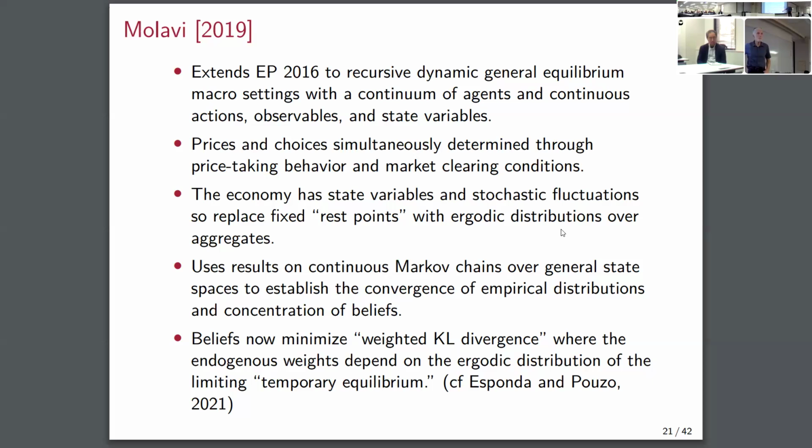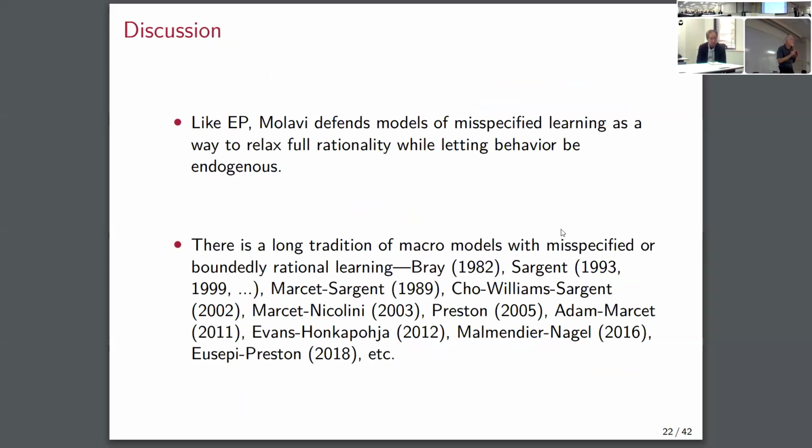This is a bit like what Esponda and Pouzo do in a later paper on Markov equilibrium and misspecification, Esponda Pouzo 2021. So again, why should people be misspecified? Well, like Esponda and Pouzo, he defends misspecified learning as a way to relax full rationality while letting behavior be endogenous. I didn't mention this, but Esponda and Pouzo reinterpreted the Kreps equilibrium through the lens of misspecification. Ended up in the same place.